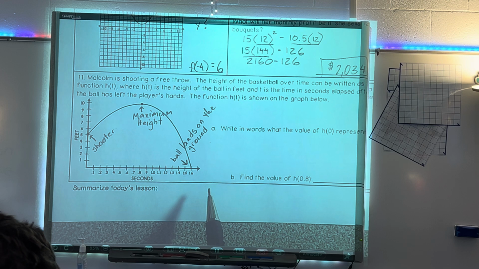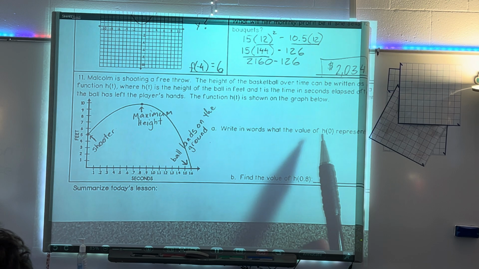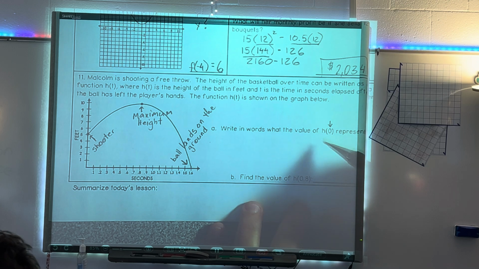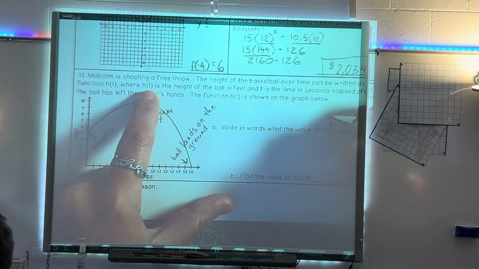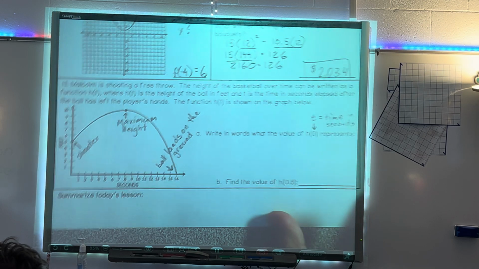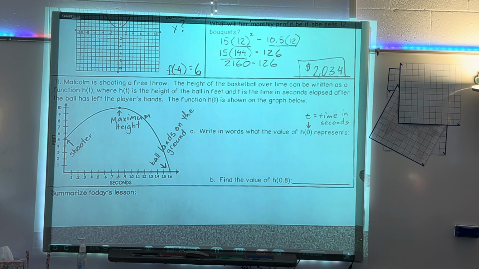Okay, so the question says, write in words, what is the value of h of 0? You remember this right here, h of 0, or what is in my parentheses, in this case is t, which stands for time in seconds, right? So when it's saying h of 0, that means no time has passed, right? Yes? So where is my ball at h of 0? It's still in his hands, right? He hasn't shot it yet. Is everybody okay with that?